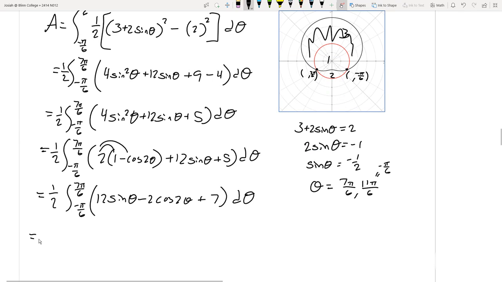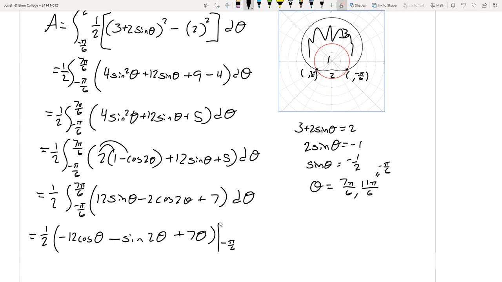And so we'll go ahead and integrate. We haven't started evaluating yet, so I'll leave that the way it is. We've got negative 12 cosine of theta, right? If we were to do that derivative, negative on the negative, we get a positive sine, right? So that works. Minus, we take the 2, divide by 2, we get sine of 2 theta. And then plus 7 theta. And we're now going to evaluate this from negative pi over 6 to 7 pi over 6.